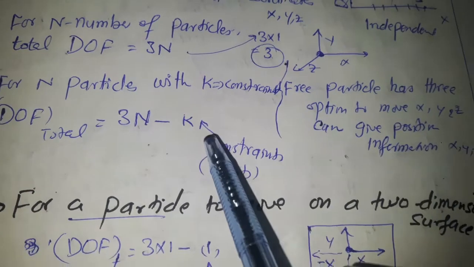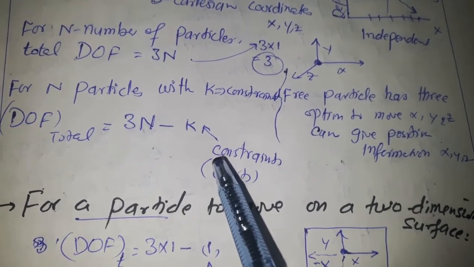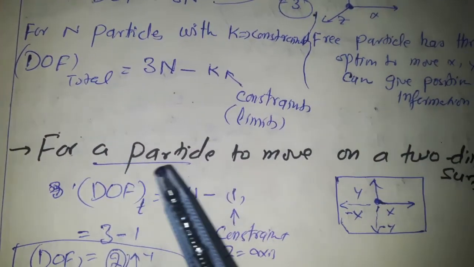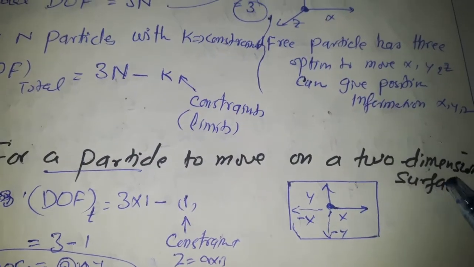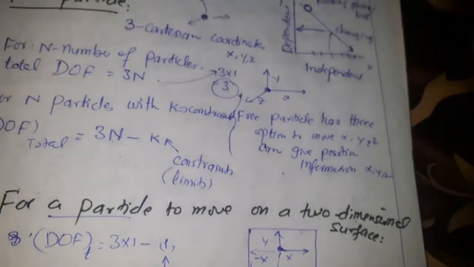Now we are explaining this step by step, going from simple examples to complicated ones. First, for a particle moving on a two-dimensional surface. If we have a particle that is free to move on a two-dimensional surface.